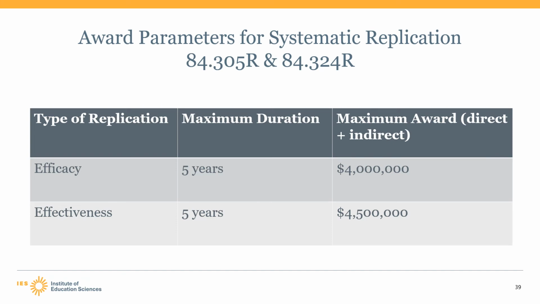These are the award parameters for the Systematic Replication Program. For efficacy replications, the maximum duration is 5 years and the maximum award is $4.0 million. For effectiveness replications, the maximum duration is 5 years and the maximum award is $4.5 million.